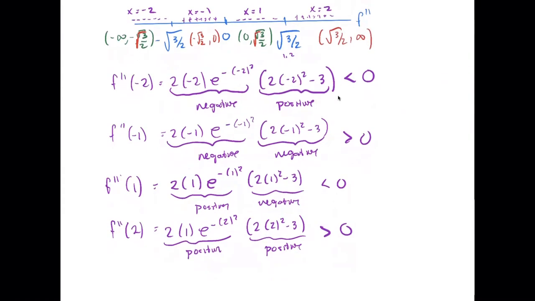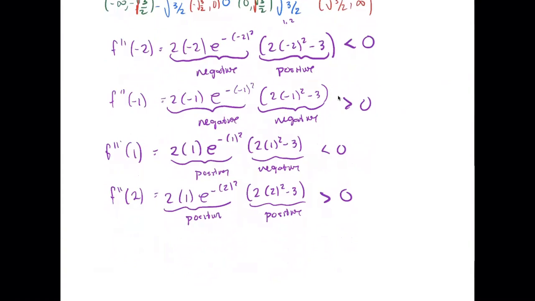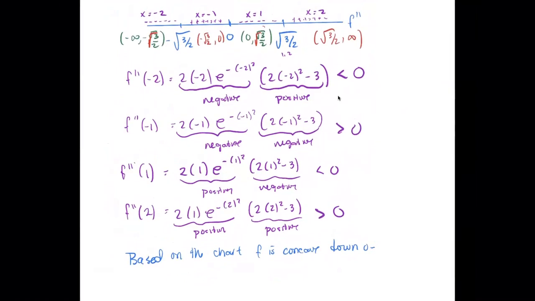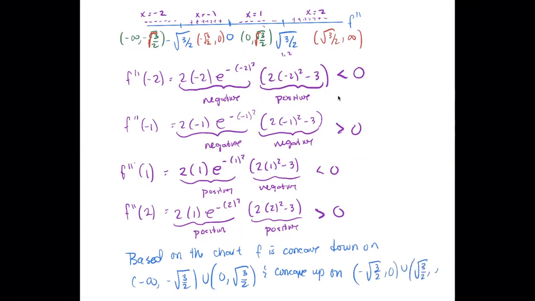And so now just a quick sentence that says, based on the chart, or based on my work, or however you want to say this: F is concave down on negative infinity to negative square root 3/2 and 0 to square root 3/2, and concave up on negative radical 3/2 to 0 and radical 3/2 to infinity.